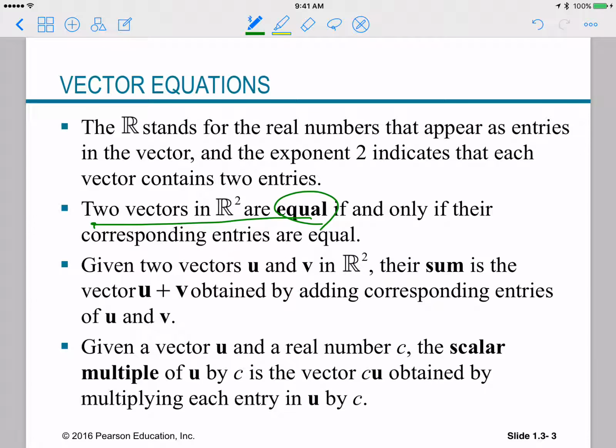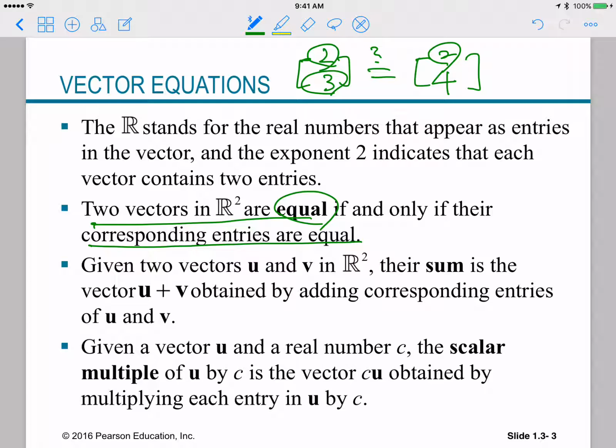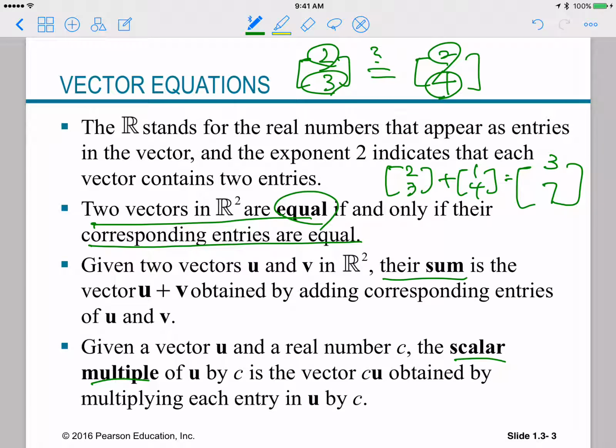Two vectors are equal if and only if their corresponding entries are equal. So for example, (2, 3) and (2, 3) are the exact same vector, right? But what about this? Is this the same or not? This is different, so we have to have exactly the same entries in all positions of our vectors. Then we know how to compute the sum of two vectors. (2, 3) plus (1, 4) is what? (3, 7), right?